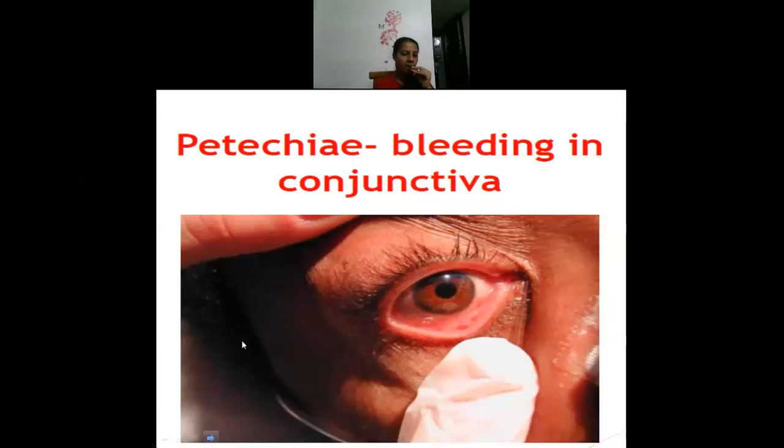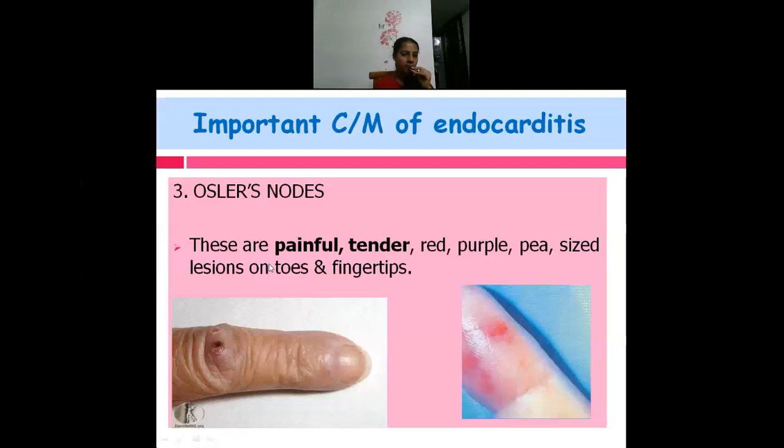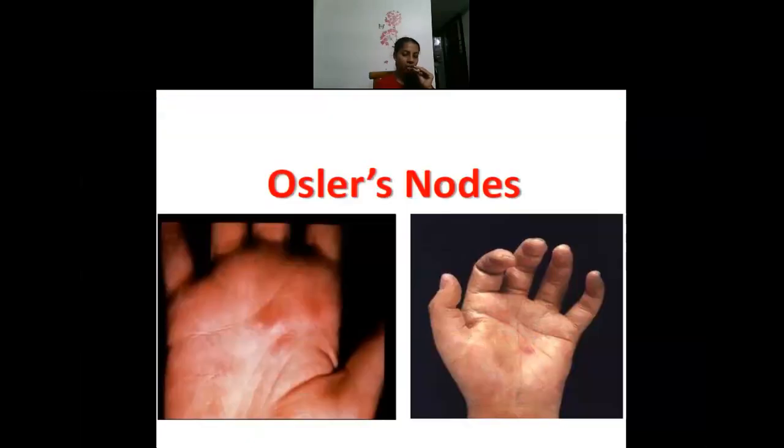Next one is Osler's node. Now Osler's node is very painful, tender. Tender means when you're touching, you are having pain. They are red or purple, pea-sized lesions on the toes or fingertip. Okay, so that is your Osler's node. Remember, it is painful and tender. When you touch, you have pain. It is a red or purple lesion on the toe or fingertip. So here also you can see the figure of the Osler's node.